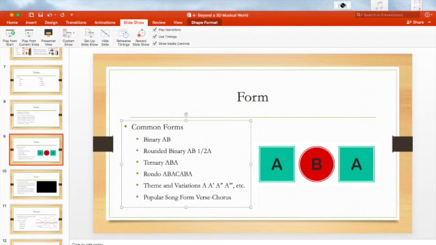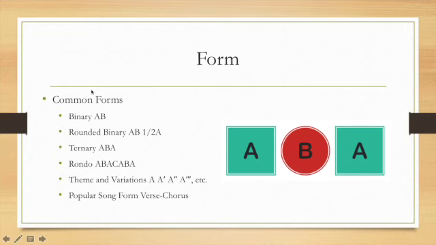An easy one to recognize that you're probably already familiar with, we call popular song form, where we have verse, chorus. So I think you're probably okay with that one. It's a pretty common form, but when we go back and forth between verse chorus, call that popular song.